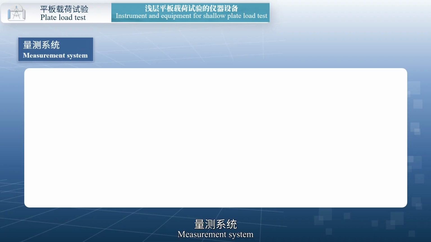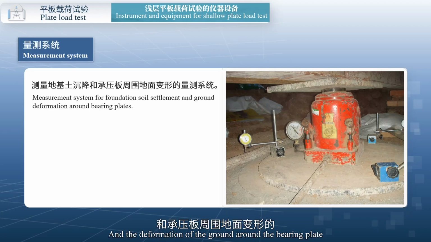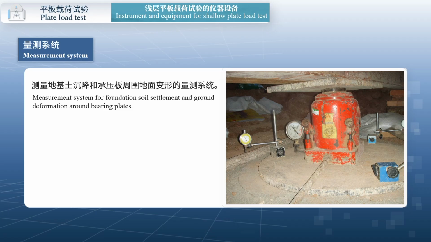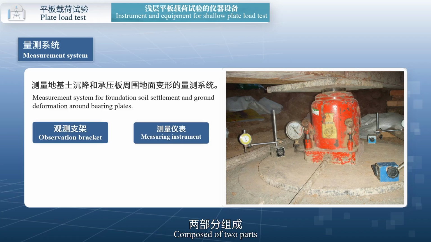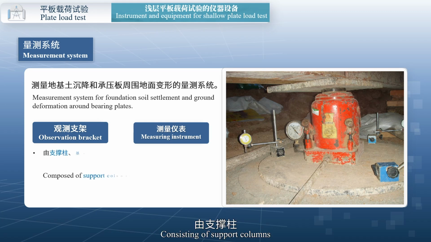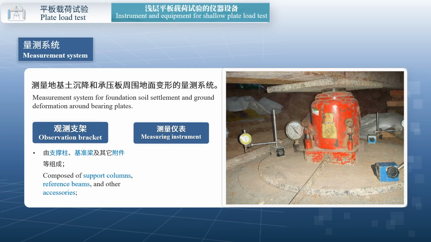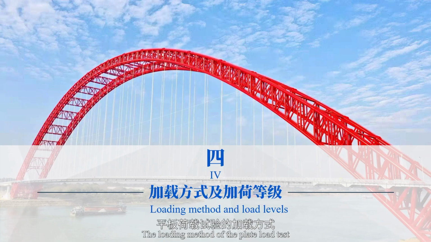4th, measurement system. It measures foundation soil settlement and the deformation of the ground around the bearing plate. The measurement system is composed of 2 parts: observation brackets and measuring instruments. The observation bracket is used to secure measuring instruments, consisting of support columns, reference beam, and other accessories, etc. Measuring instruments are dial indicators, displacement meters, displacement sensors, etc.